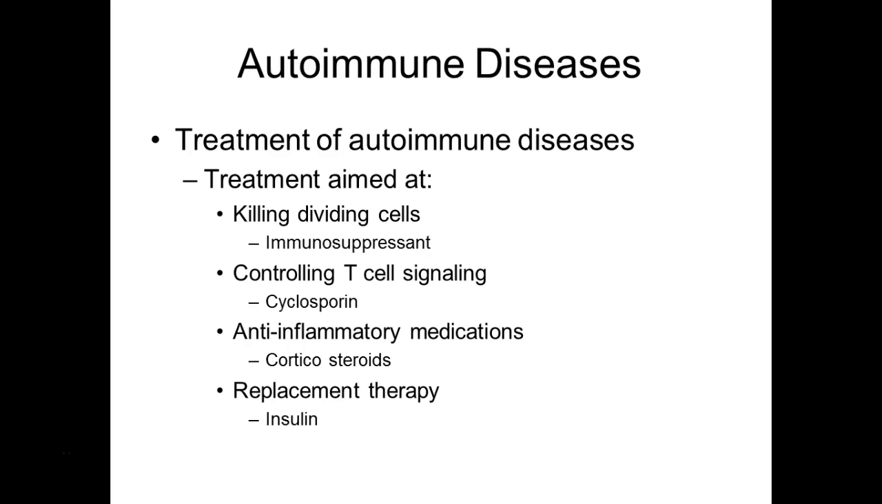Cyclosporin is a drug that's given that interferes with T cell signaling. So again, to try and combat that action of the T cells. Anti-inflammatory medications like corticosteroids, right, to stop the inflammation reaction, are also common. And then the good news with diabetes, of course, is that they can do insulin replacement therapy.